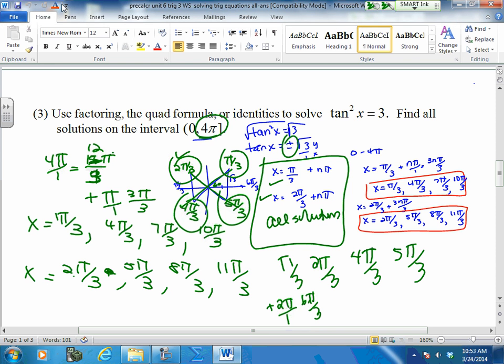So there's your 7 pi. There's that guy. Add 6. There's your 8. There's that guy. Add 6. There's your 10. Add 6. There's your 11. You could do that if you wanted to. Just go around one more time.